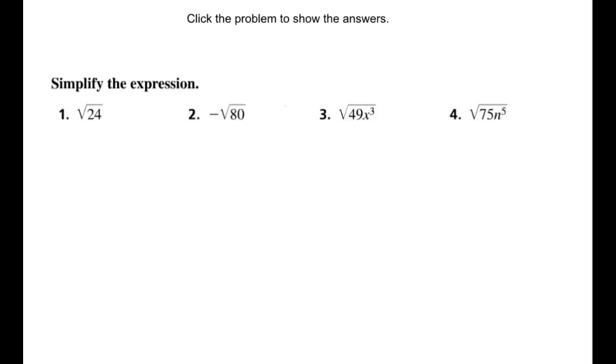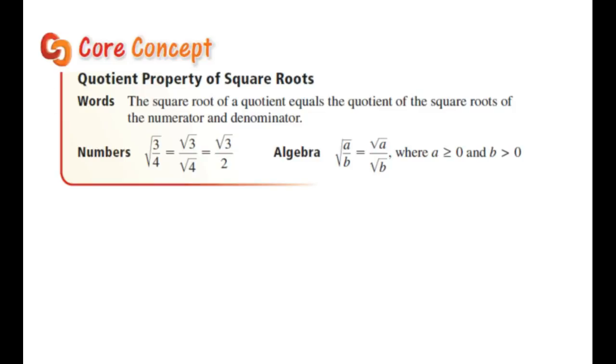So here are a couple I want you to try. You'll notice here on number 2 that there's a negative sign, but it's out front, so that's fine. That can just stay out there. So I want you to try these and see how you can do. So here's our next core concept, the quotient property.